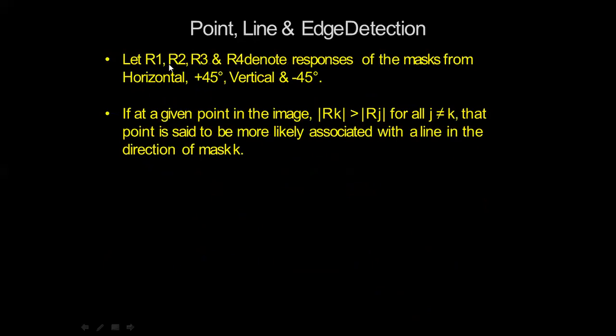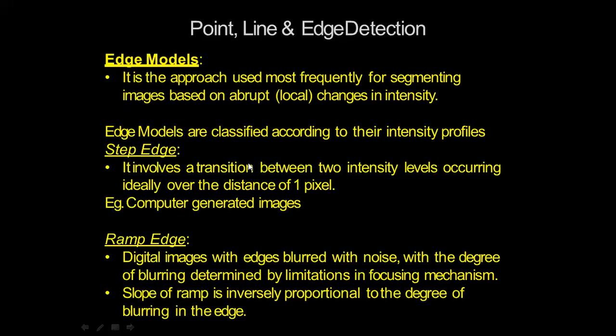Then let R1, R2, R3, and R4 denote the responses of the masks from horizontal, plus 45, vertical, to minus 45. And if at a given point Rk is greater than Rj, where j is not equal to k, then the point is said to be more likely associated with a line in the direction of mask k. Okay, we can say that.